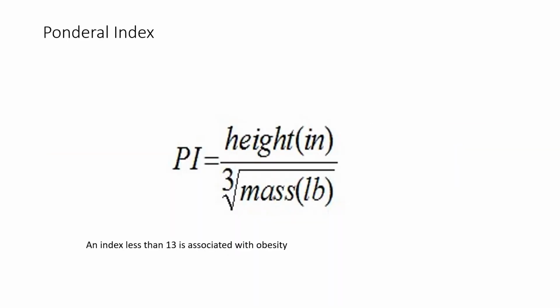This is one more index, that is the ponderal index. The ponderal index is a ratio of height and mass, that is the weight. How do we measure it? It is height in inches divided by the cube root of weight in pounds. When we calculate this ponderal index by putting in the values, if the value is less than 13, it is associated with obesity. If it is 13, it means it is in the normal condition.